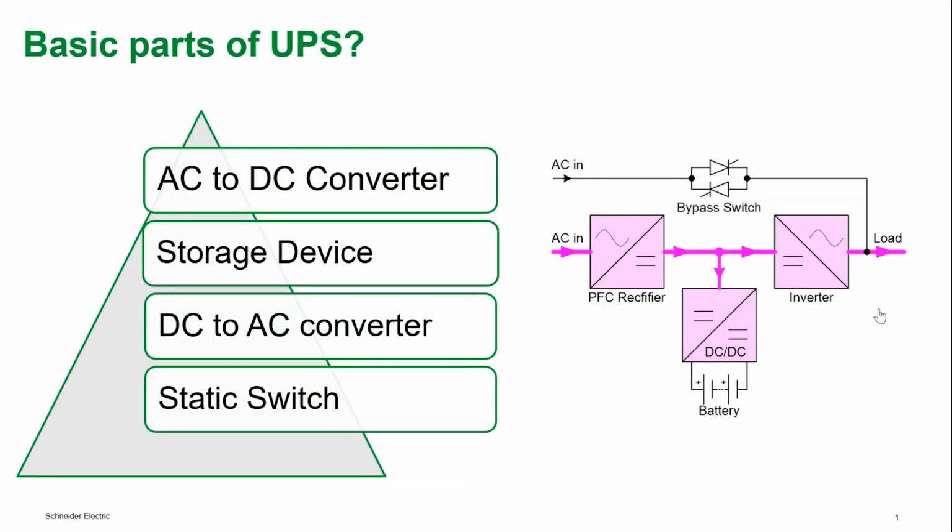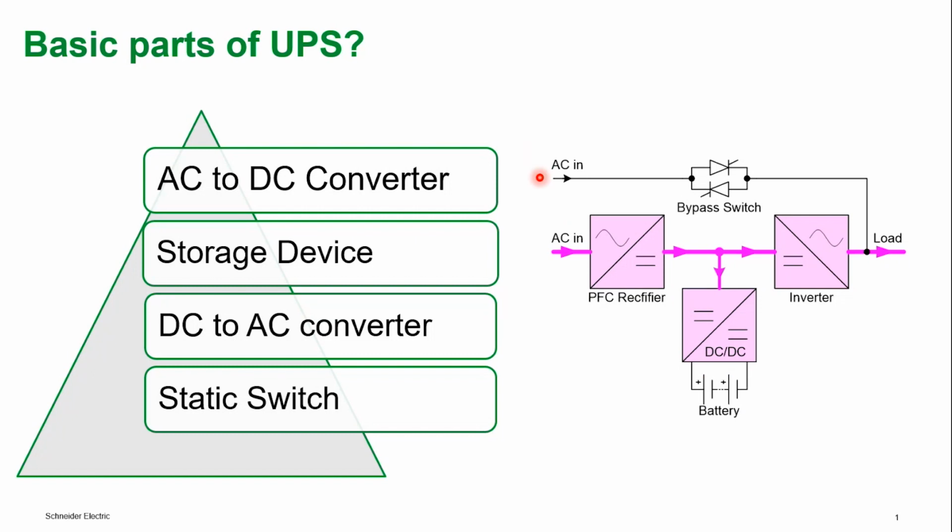I'll start with the first slide. It tells us about the basic parts of the UPS, the basic parts involved in manufacturing a UPS. That is the AC to DC converter, which we call a rectifier. Then the storage device, the battery. Then the DC to AC converter, called an inverter, and a static switch. One by one we will understand why these things are necessary in a UPS portfolio.